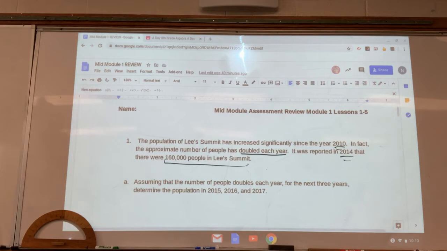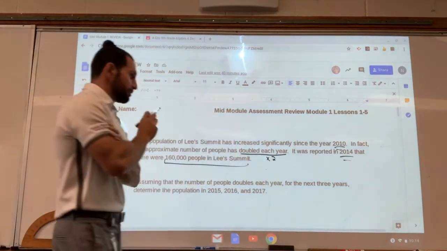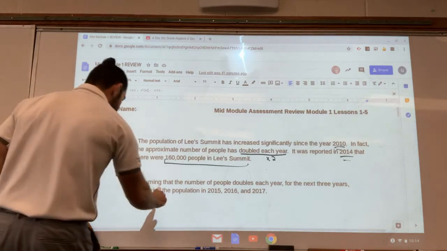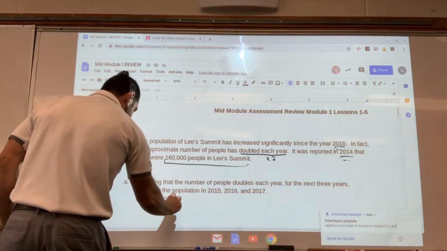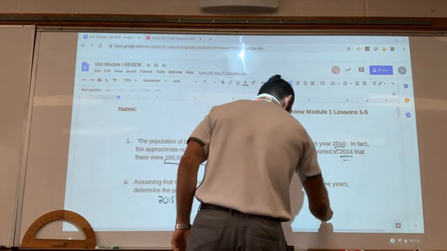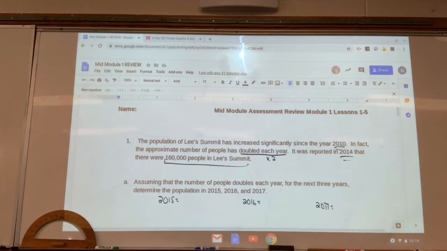So now, what does doubled mean? Well, that means we're multiplying it by itself, or by 2. So we're multiplying it by 2. Okay? So, assuming that the number of people doubles each year for the next 3 years, determine the population in 2015, 2016, and 2017. So I'm going to put 2015 equals, 2016 equals, and 2017 equals. And I'm going to get a calculator because I don't like to do big math like this.